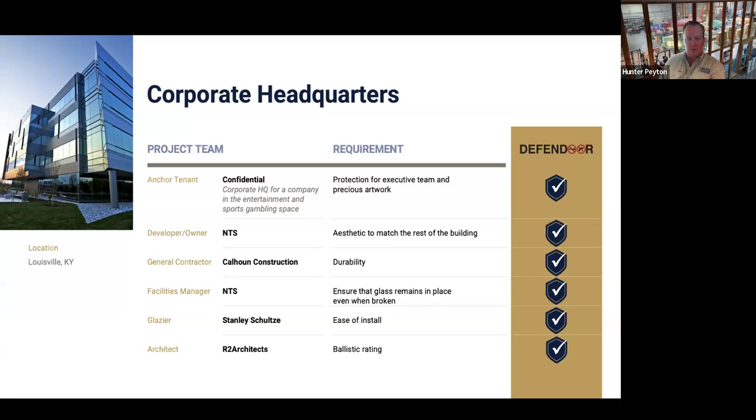But takeaway on that is that this not only functions and looks well, but we had a client that came back to the well after seeing how well it worked and how well it looked.